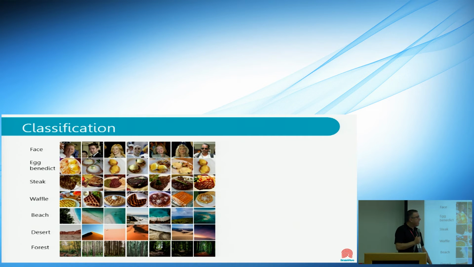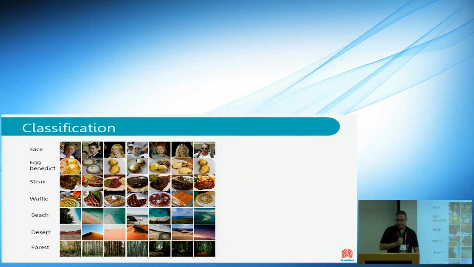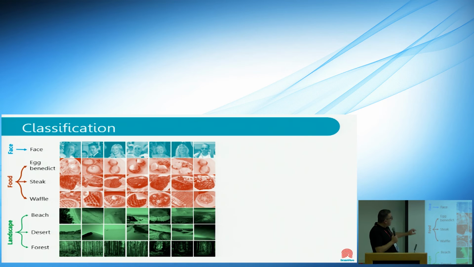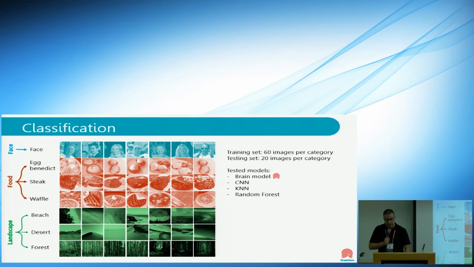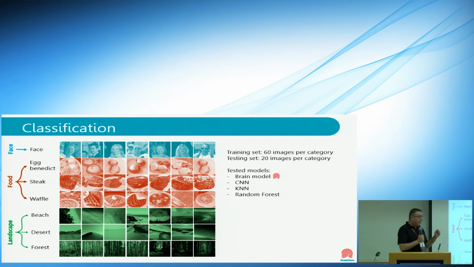Classification can be solved. We took 7 categories: faces, three items of food: eggs Benedict, steaks, waffles, and 3 scenery items: beaches, deserts, forests. And you can see that you can also do some hierarchical clustering of that. So you have the faces, this is one category, you have foods, and you have landscapes. And you can see what is the brain response for all of them. But just look at it.